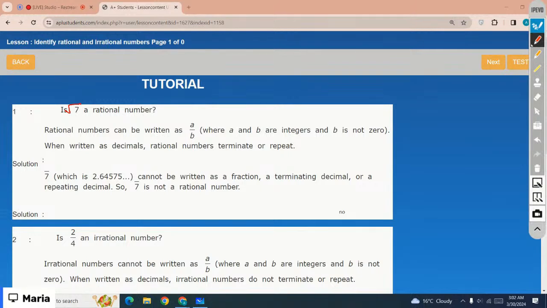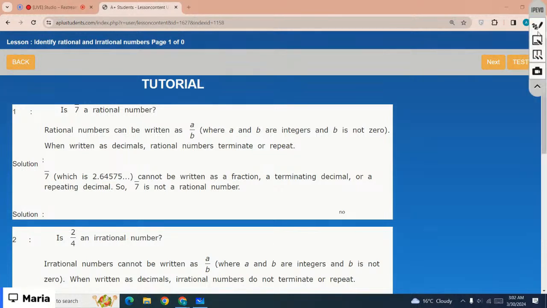Right? So basically, the rational numbers are the numbers that can be written in the form of fraction, right? You can write them as a by b. When written as decimals, rational numbers terminate or repeat. So when you evaluate square root 7 from the calculator, the answer is 2.64575, right? That means it cannot be written in the form of fractions. So square root 7 is not a rational number, right? The correct option is no, square root 7 is not a rational number, right?